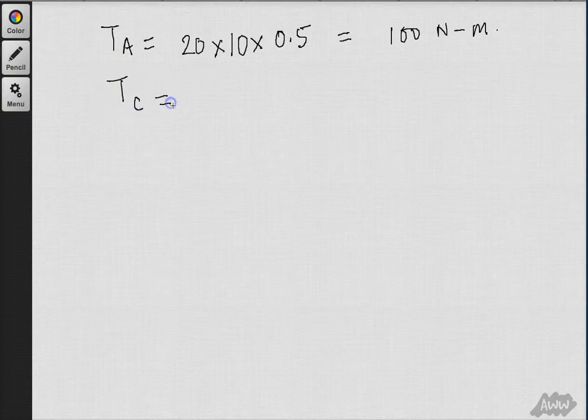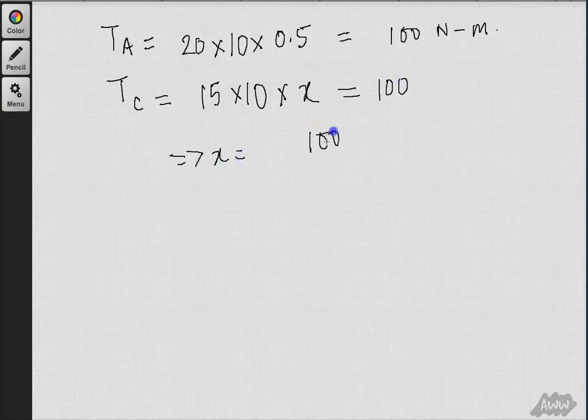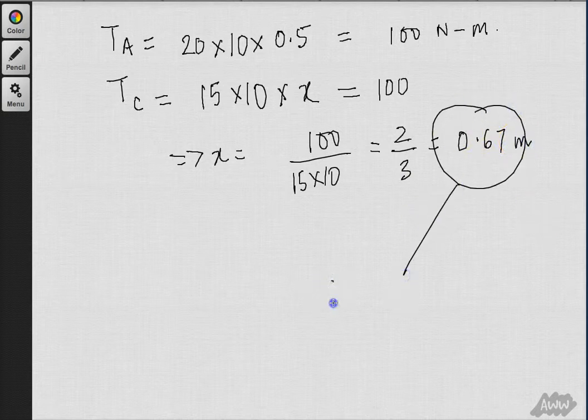Turning moment clockwise must equal this. We're using a mass of 15 kg. Again, acceleration due to gravity is 10, and let's call this x. For balance, turning moment clockwise must equal turning moment anti-clockwise, so this must equal 100. Now if I solve for x, I get x equals 100 by 15 times 10, which equals 2 by 3, which equals 0.67 meters. This lies between the 0.5 and 0.75 that we figured out experimentally, so we can say that this is the correct answer.